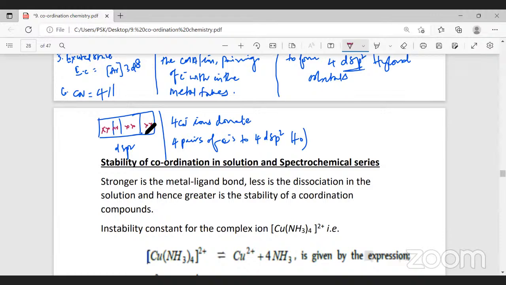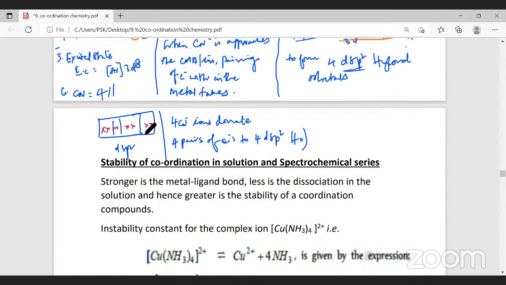So what type of bonding is formed between the metal and the ligand? Coordinate bond is formed. Therefore, what will be the structure of this? The structure of this is nickel at the center, square planar. So at the 4 corners of a square, you will have cyanide ion, CN, CN, CN, CN. And the charge is 2 minus.